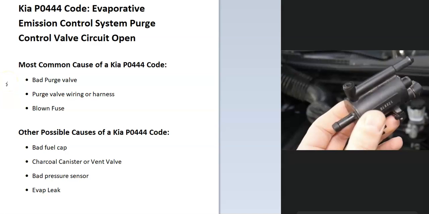So today I'm talking about a Kia with the P0444 code, what it is, and how you go about fixing it. So what is a Kia P0444 code? Well, it's an evaporative emission control system purge control valve circuit open. And what does this mean?